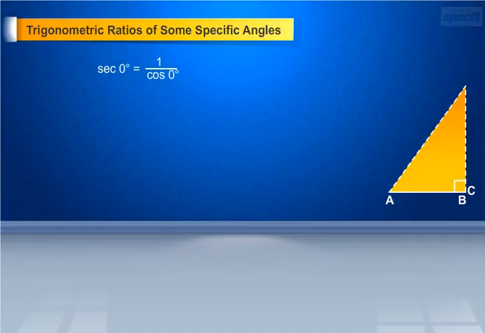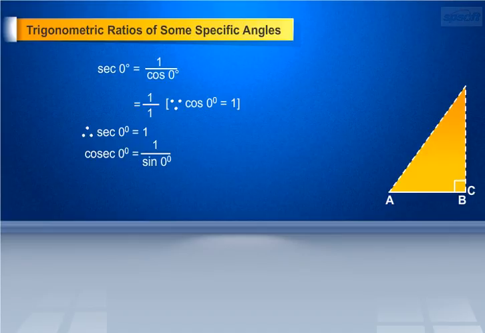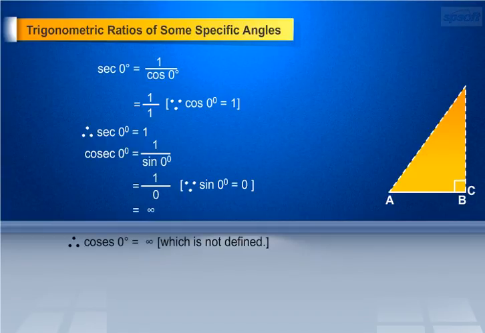Secant 0 degree equals 1 by cos 0 degrees. This is equal to 1 by 1, since cos 0 degree equals 1. Therefore secant 0 degree equals 1. Cosecant 0 degree equals 1 by sin 0 degrees. This is equal to 1 by 0, since sin 0 degree equals 0. This is equal to not defined. Therefore cosecant 0 degree equals not defined.